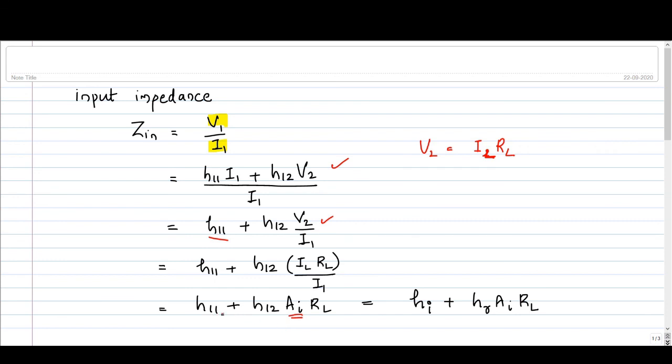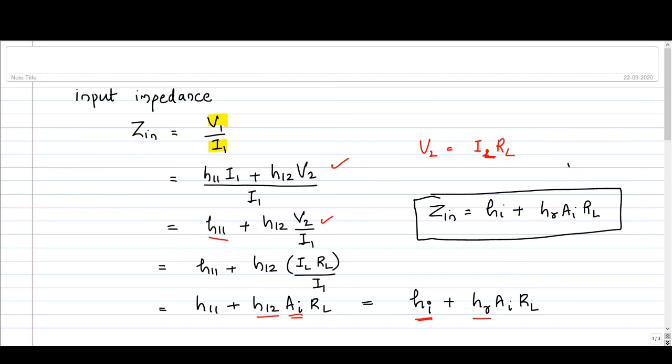And H11 can be denoted as HI, as I have mentioned. Then H12 can be denoted as HR. Then it is multiplied by AI and RL. So this is the expression for input impedance. Input impedance is HI plus HR into AI into RL. So to calculate the input impedance, first you have to calculate current gain. So current gain can be calculated using the previous equation.